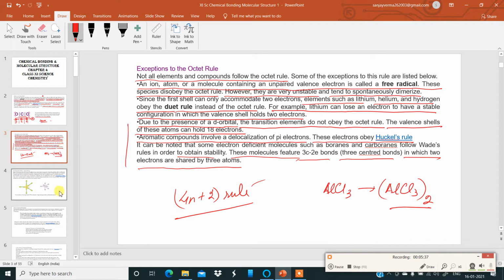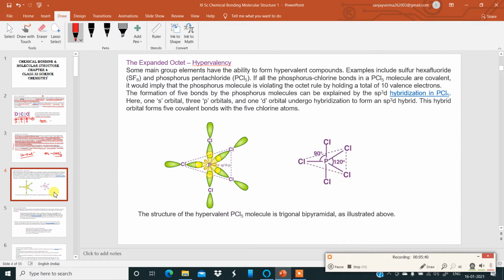Now, the expanded octet, hypervalency. Some main group elements have the ability to form hypervalent compounds, the expanded octet. Examples include sulfur hexafluoride SF6 and phosphorus pentachloride PCl5. If all the phosphorus chlorine bonds in the PCl5 molecule are covalent, it would imply that phosphorus is violating the octet rule by holding a total number of 10 electrons.